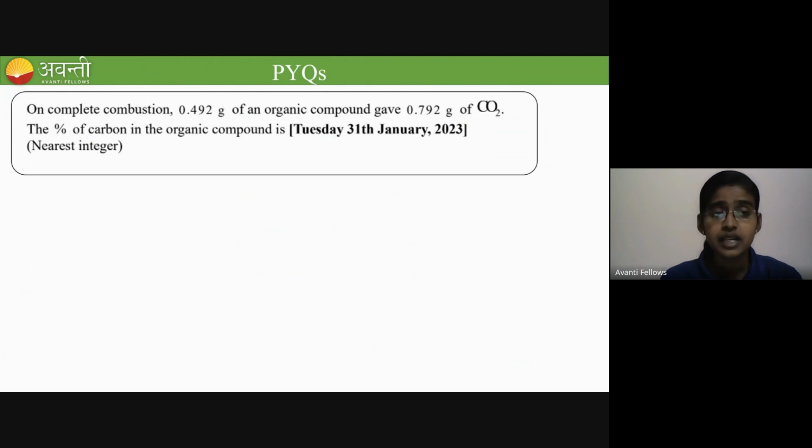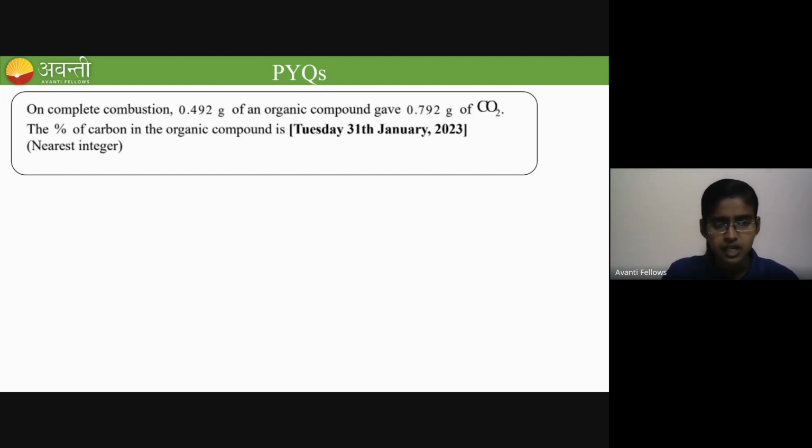On complete combustion, 0.492 gram of an organic compound gave 0.792 gram of carbon dioxide. The percentage of carbon in the organic compound is? Now, how to find out the percentage of a species? To find out the percentage, we need to find out the mass of that particular component. Here, the component is carbon, divided by the total mass, right?